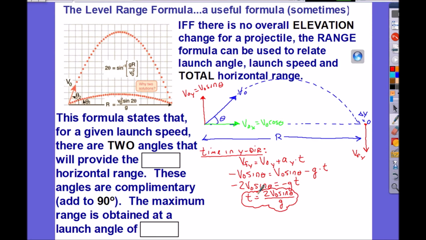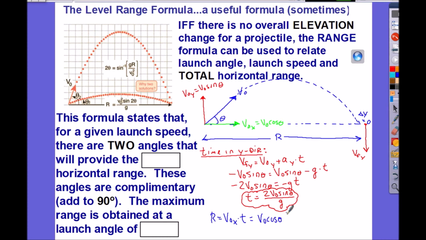Now let's go ahead and take that value for time and plug it into my x equations to determine how far it will travel. Let's switch that over to blue. And when we do that, we get R is equal to v naught x multiplied by t. There's no acceleration that way. And so v naught x would be v naught times the cosine of theta.